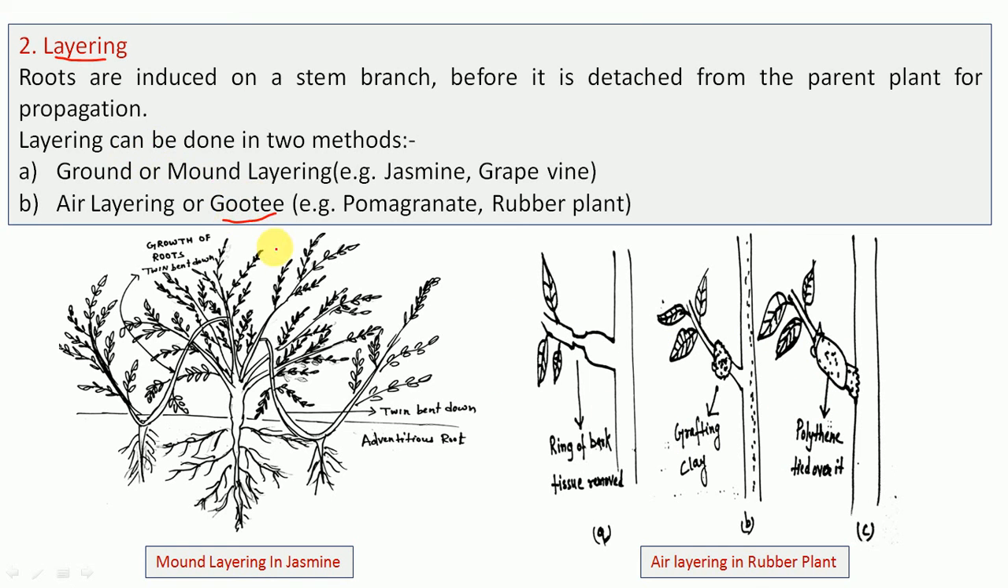Often it happens that when we visit any garden, we find that in some trees this kind of gutti are found. Okay, this type of projections, gutti, are found in some trees. And why are these generally present? Because of this air layering. Okay, because of this gutti.